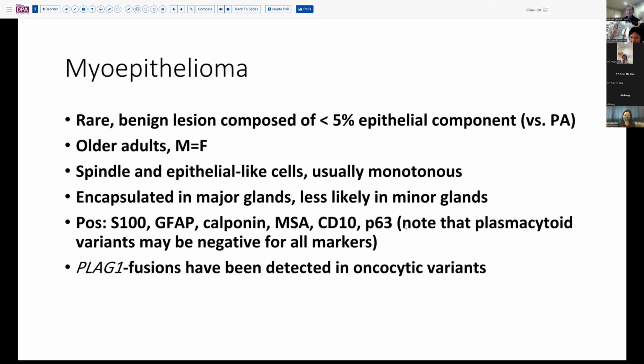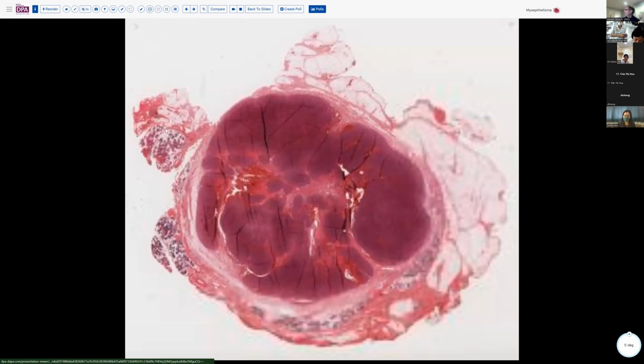Now, I noted that in one of the publications, it mentions that if you have these plasmacytoid cells, they may tend to be negative for all of these myoepithelial markers, but if they're CD138 negative, for example, then you would still use the morphologic features to call them a myoepithelial tumor. There are some fusion transcripts that have been identified, particularly in the oncocytic lesions. So let's take a look at a couple of cases.